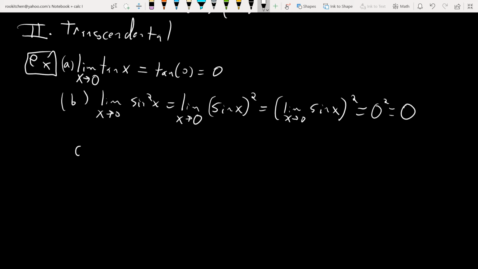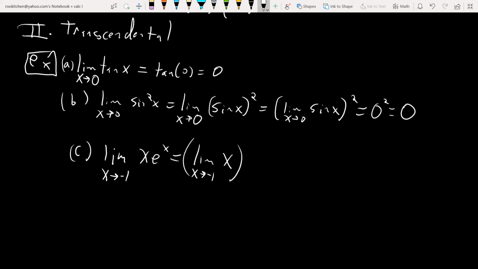Other transcendental functions like e to the x, you can basically just do substitutions on. So let's try this one. We have x e to the x. Okay, and I could evaluate that by doing the limits of the pieces using sort of the product rule of limits, right? So the limit of x as x goes to -1 times the limit of e to the x as x goes to -1. The first limit, you just sub in -1, and then that will be times e to the -1, right? So it would be -1 over e.